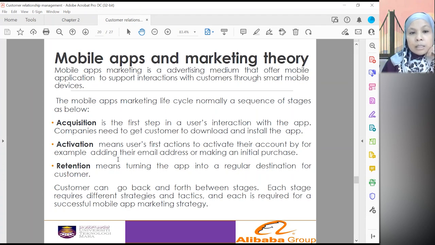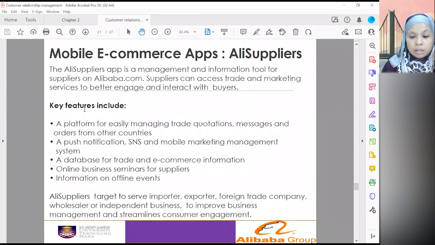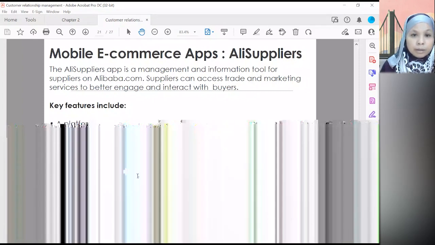Okay, this is talking about, for example, Alibaba, which has an app called Ali Supplier. By using Ali Supplier, it helps you to get information and do transactions when purchasing your supplies and inventory abroad, with faster communications. When we use mobile apps, everything becomes fast, right? Alright, so with Ali Supplier, you can request quotations, send messages, and there are push notifications, social media integration, a database for trade and e-commerce information, and they even have seminars for online businesses, business owners, and also information on offline events, which is actually very good.